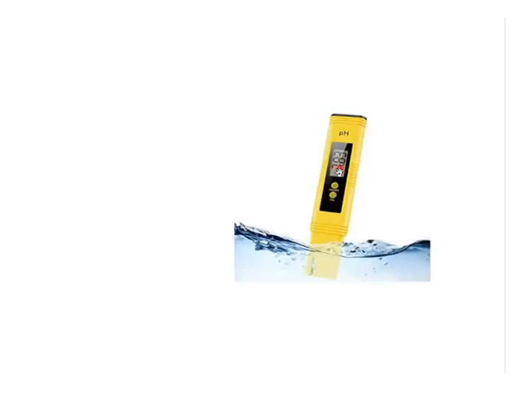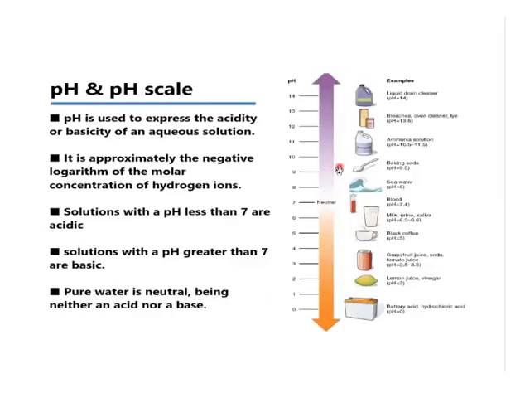If you see pH is higher than 7, it will be called a basic solution. If lower than 7, it will be called an acid solution. So pH can vary from 0 to 14. So this is called the pH scale. So expressing the acidity or alkalinity or basicity of a solution, 0 to 14, is called the pH scale.